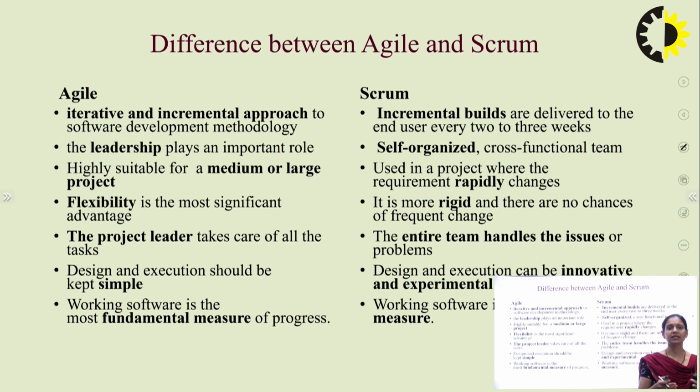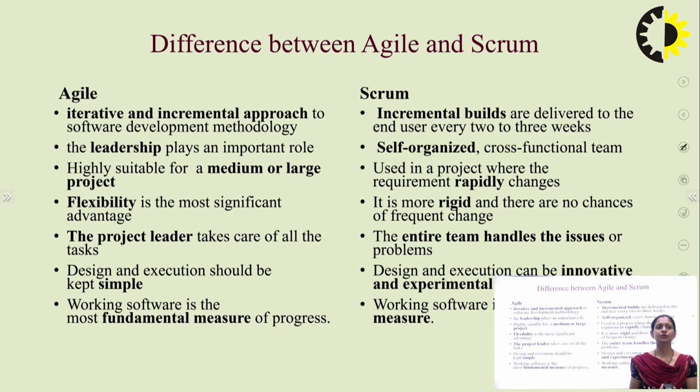Now because Agile is a very broad methodology and Scrum is just a part of it, we have some differences between Agile and Scrum. Agile talks about the iterative and incremental approach, wherein in Scrum we have incremental builds which are given to the user every 2 to 3 weeks. But in Agile, we had a maximum time period of 1 month. In Agile, a leadership quality needs to be there in the project owner. But Scrum is a cross-functional team wherein everyone works. They have their own responsibilities. There is no head over here.